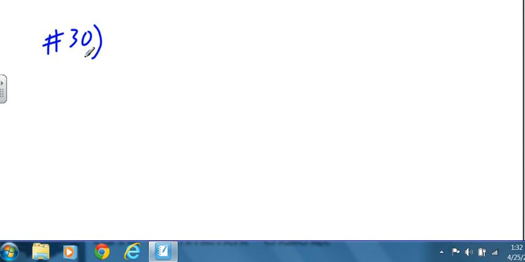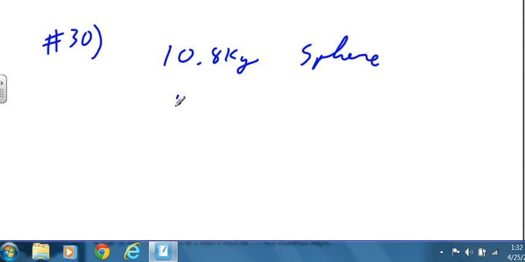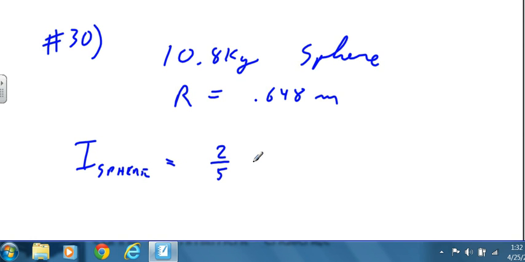Going on to number 30, determine the moment of inertia of a 10.8 kilograms sphere, radius 0.648 meters, about the center of rotation. Okay, so we have to move back in the book. I think it's on page 210. And on 210 is our moment of inertia table, and it says the moment of inertia for a sphere is 2/5 mr squared.